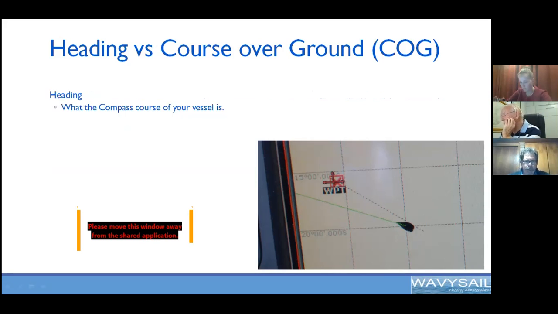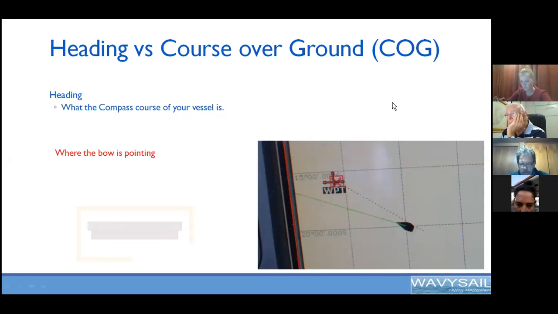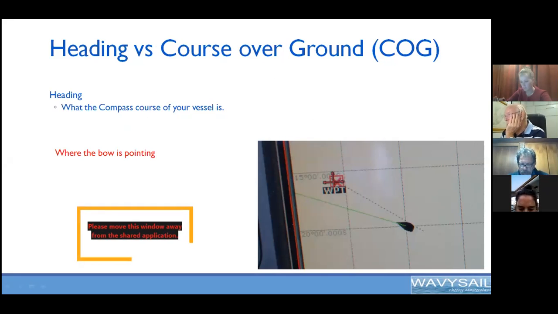Okay, so heading versus course over ground. Where you're actually going and where you're pointing is what it's all about. The compass course of your vessel is your heading. So where your boat is pointing, where the bow of your boat is, that is your compass course and heading. That is not your course over ground at all. It's nothing to do with how you're traveling. It's just where the front of the boat is pointing. Little picture here, front of the boat is pointing there. We might well be traveling there though.